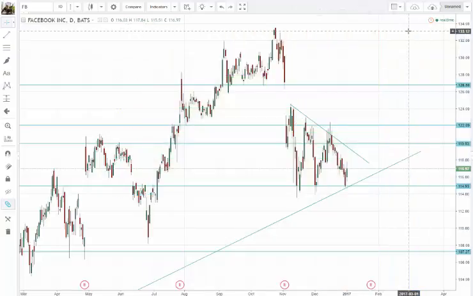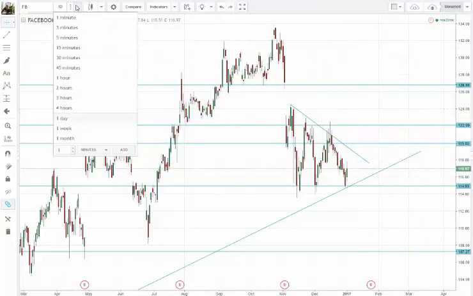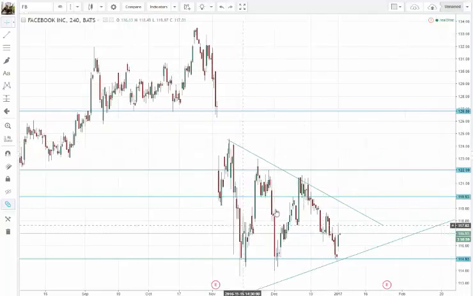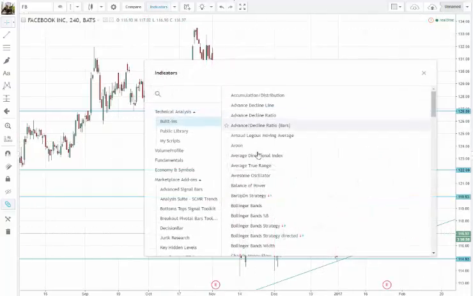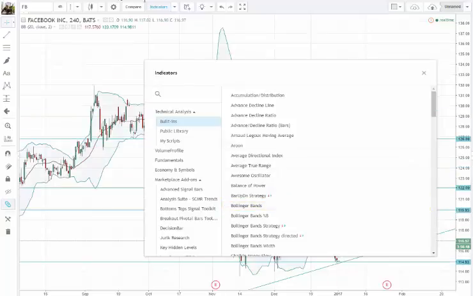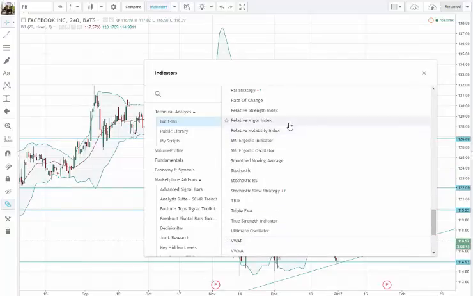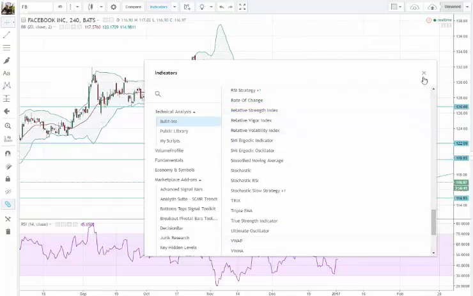Let's get this off for now and move to the 4-hour chart, and let me draw in some things that are really going to show you what we're looking at. I use indicators as well. I always use moving averages, or I use Bollinger Bands. I do that for now. And another indicator I use is the relative strength index. I'm going to show you guys.